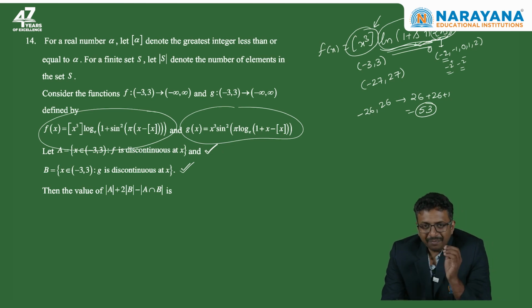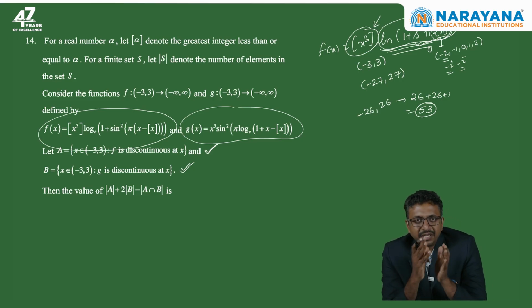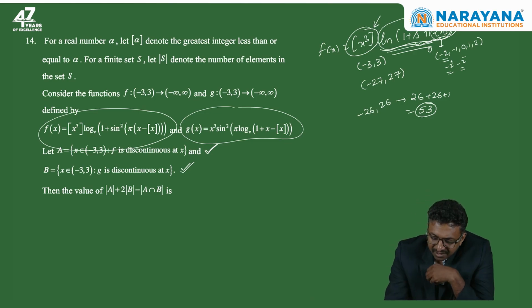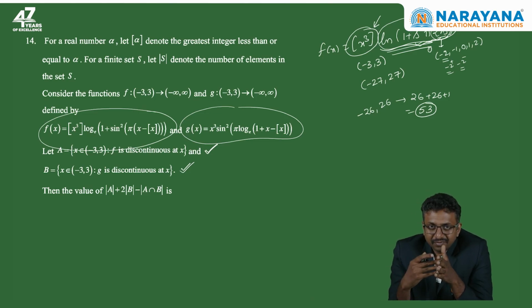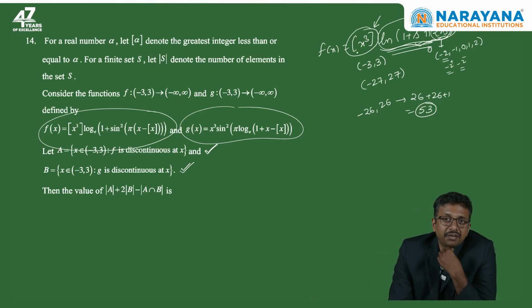So now you are multiplying a discontinuous function with a continuous function. So what is the theory? When the continuous function goes to 0, it will manage the discontinuity of the function which is beside it, because this is a finite type of discontinuity.